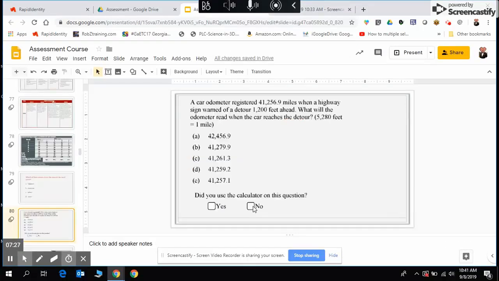A car owner registered this when the highway sign warned detour. What will be the odometer reading of the car when it reaches the detour? How many steps would a student have to go through to solve that question? Well, because they had to go through 2 steps, then it becomes what? A DOK2.